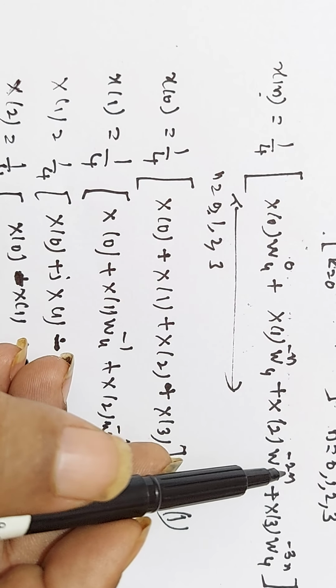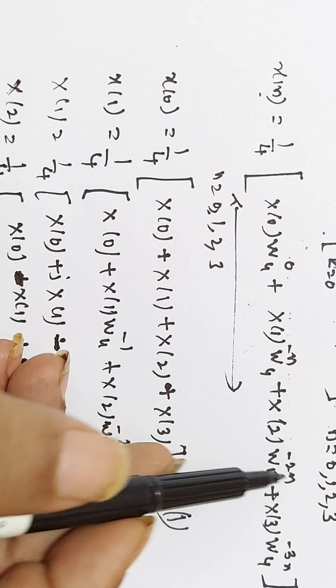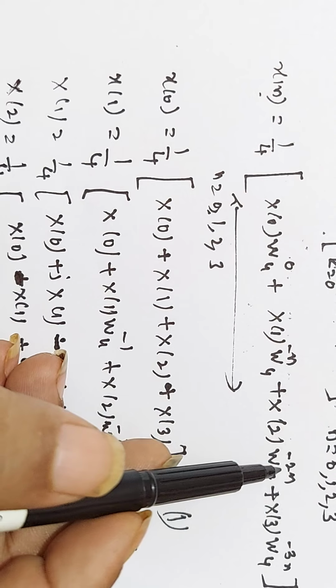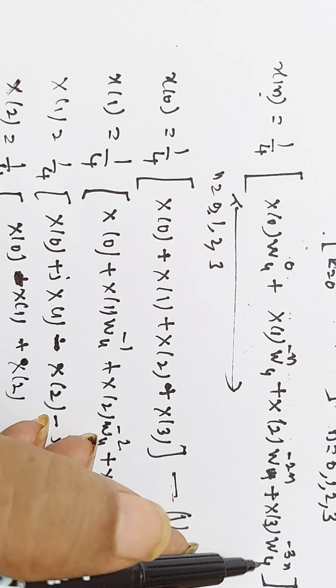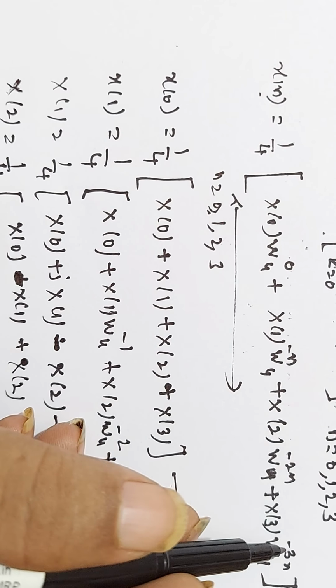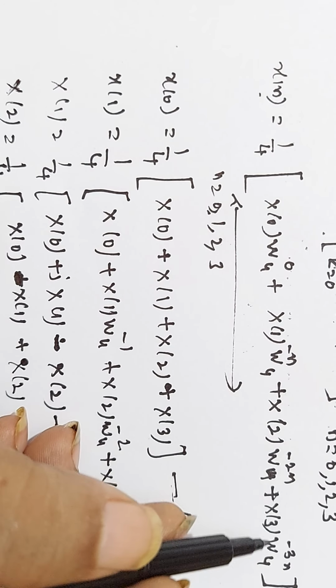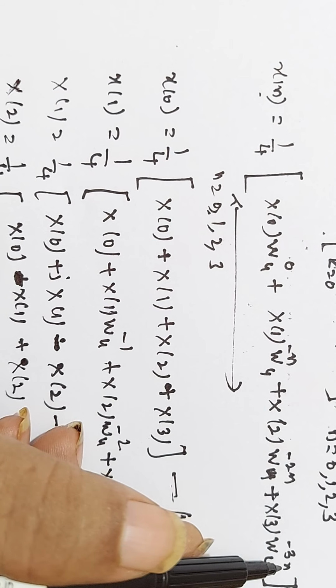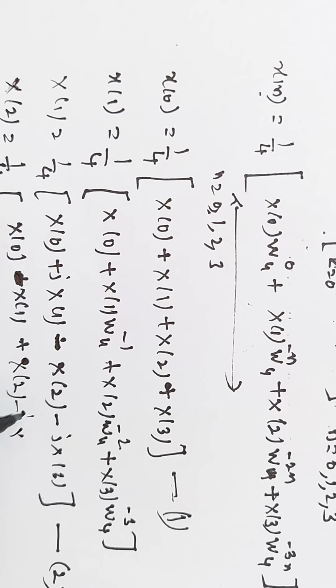W4^(-4) is W4^0, because 4 minus 4 is 0. It is also equal to the 0 sample, that is 1. Therefore, this is plus X of 2, plus X of 3, W4^(-6) with n equals 2. The 6th sample is also equal to 6 minus 4, the second sample. You get W4^(-2). W4^(-2) is minus 1. Therefore, this is minus X of 3.